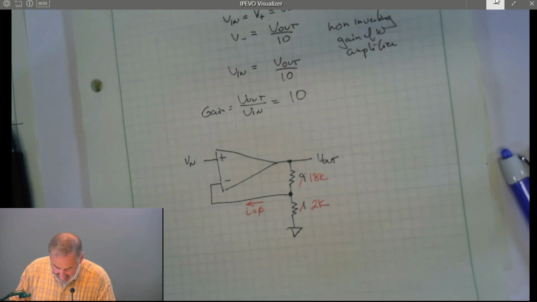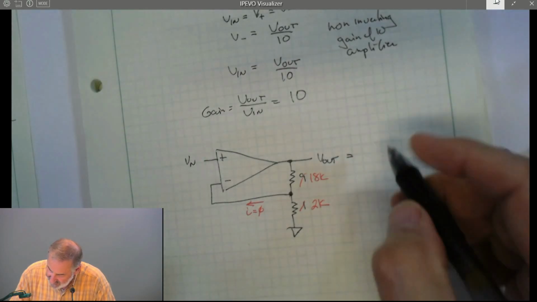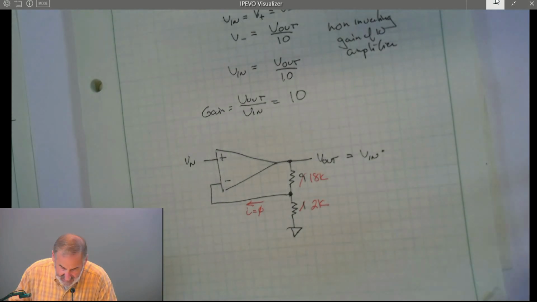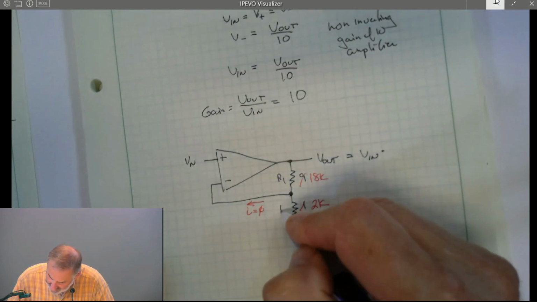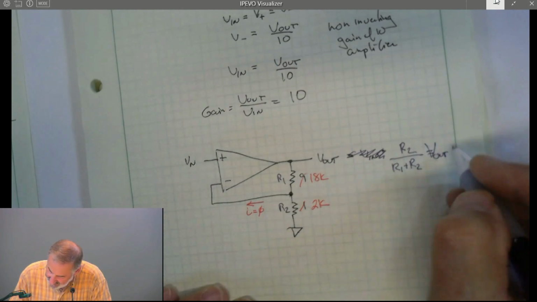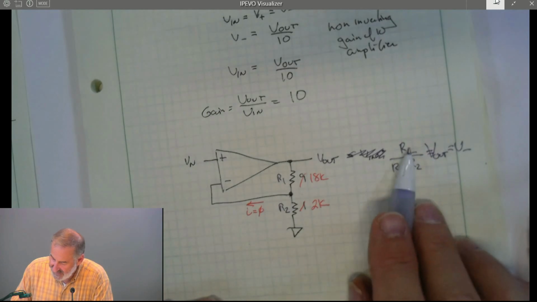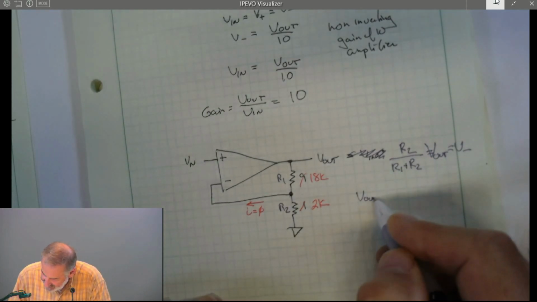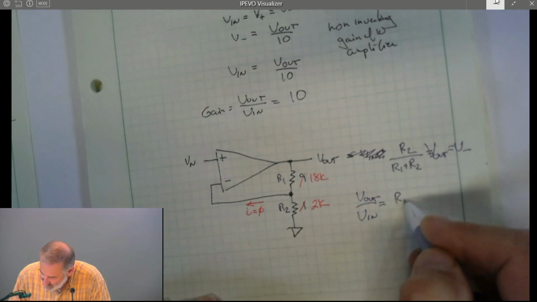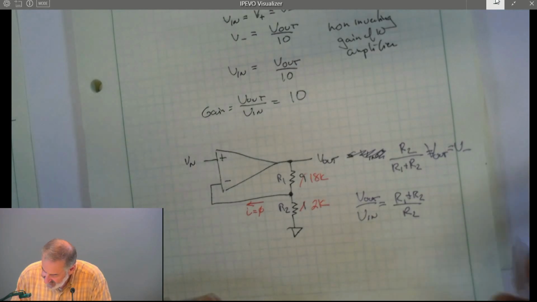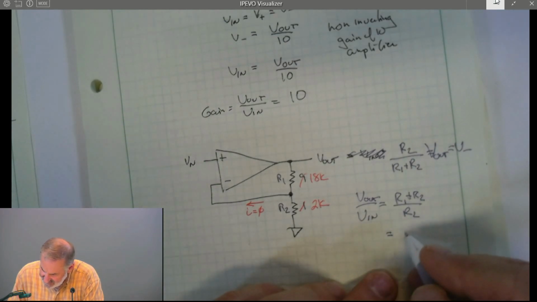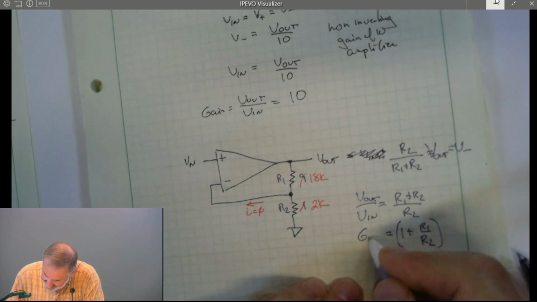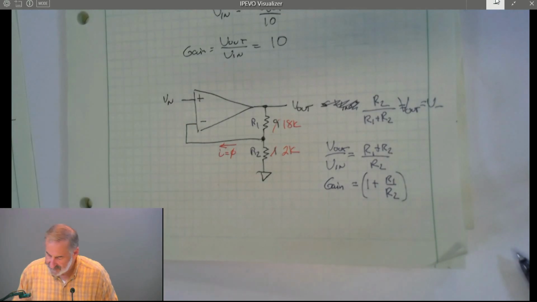So, in this case, V out is equal to V in times, better give these some designations, R1 and R2. V minus is V out divided by the divider, which means that V out over V in is R1 plus R2 over R2. And oftentimes you'll see this written as 1 plus R1 over R2. You'll see it both ways.